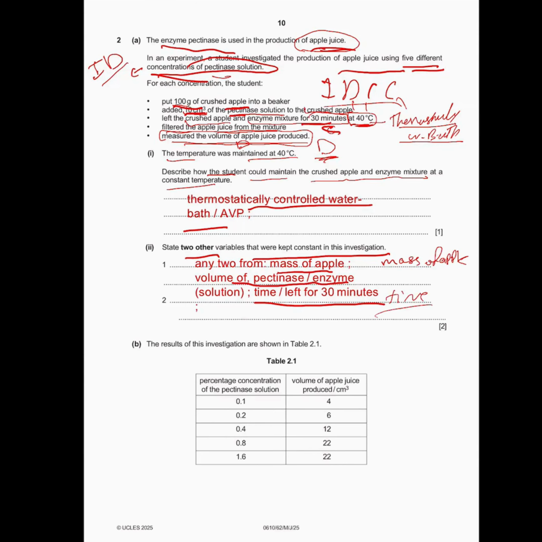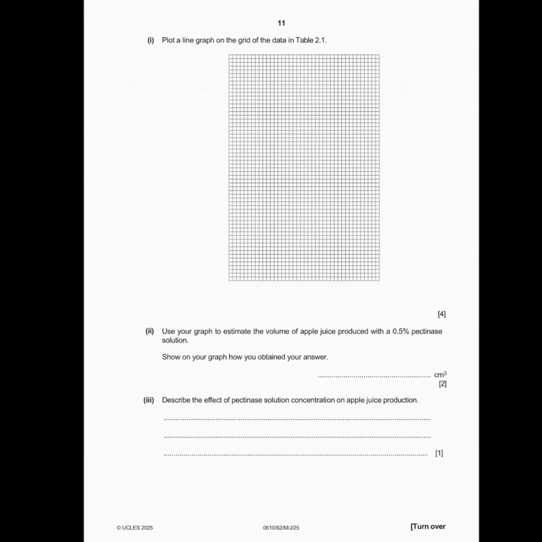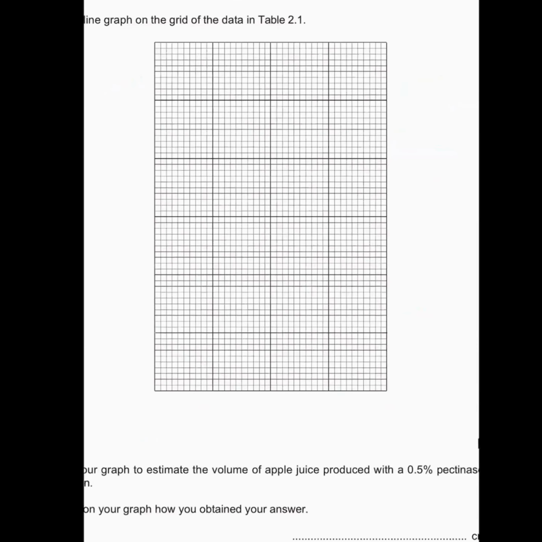The results are shown in this table: percentage concentration of pectinase and the volume of apple juice produced in centimeters cubed. As I told you before, the left side is always the independent variable, which is drawn on the x-axis. And the right side is the dependent variable, which is drawn on the y-axis. Okay, then we start drawing the table. Drawing the table is a very important point that you must understand.